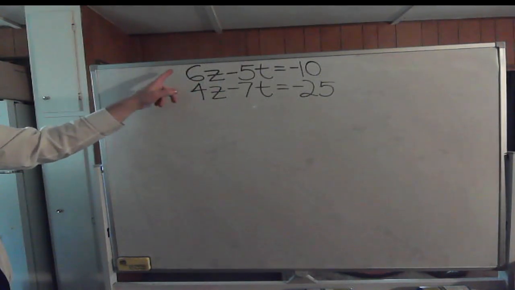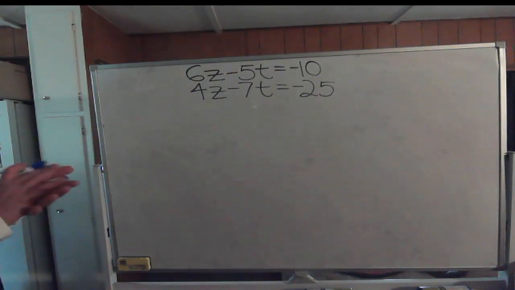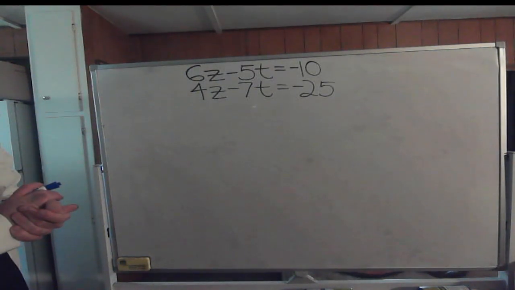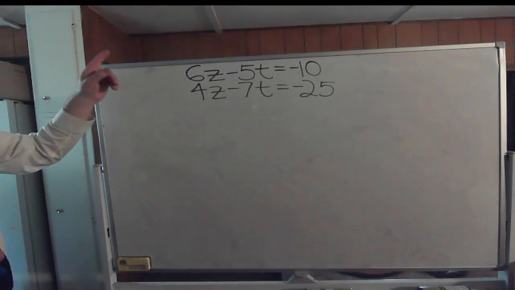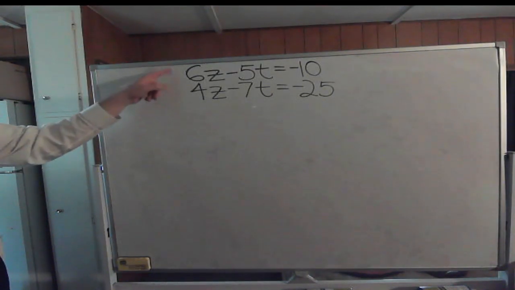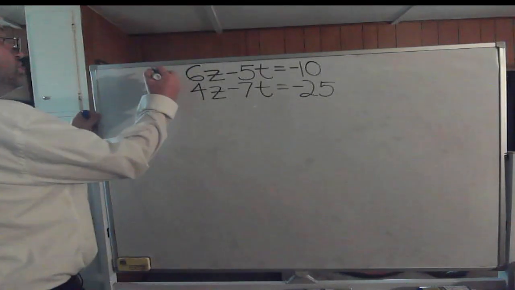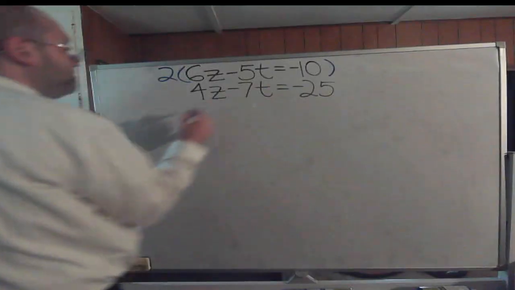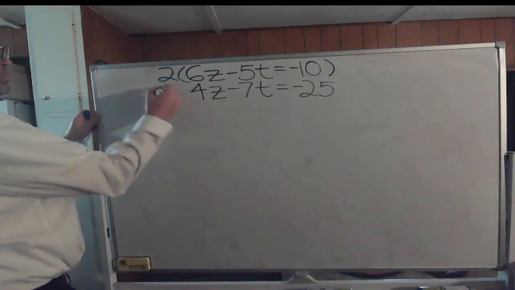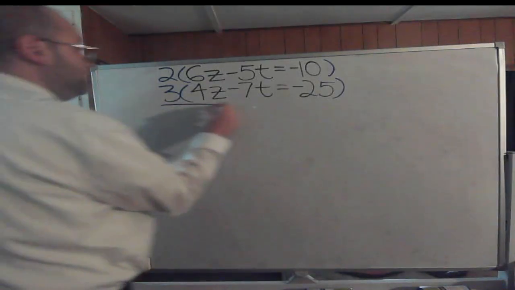Why don't we look at 6z and 4z? Look at those coefficients. What's the least common multiple of 4 and 6? That's going to be 12. I think what we should do is temporarily try to eliminate z by multiplying the first equation by 2 to turn that z coefficient into a 12. Then multiplying the second equation by 3 to turn that z coefficient into a 12.